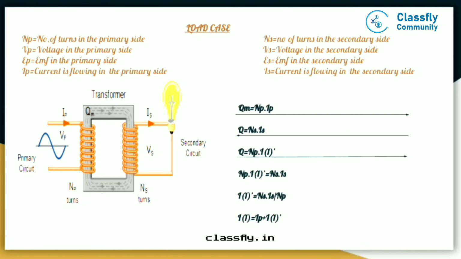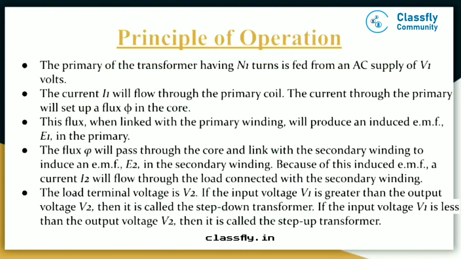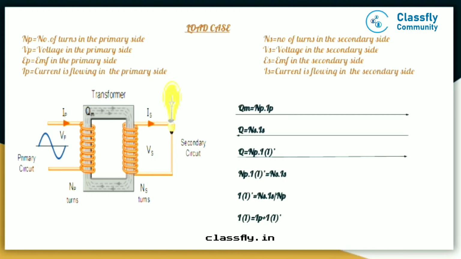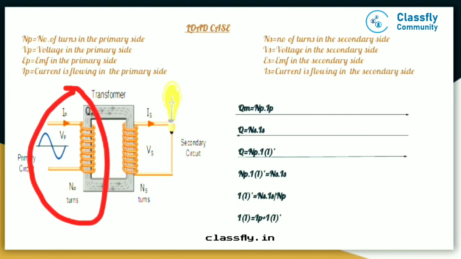So let's see. It says that the primary of the transformer has N1 turns and is fed from an AC supply of V1 volts. As I told you, there will be N1 turns and there will be an AC supply. So the first statement states that.